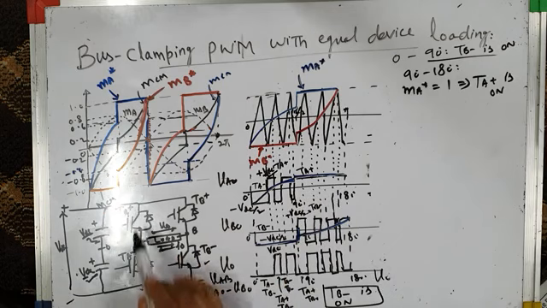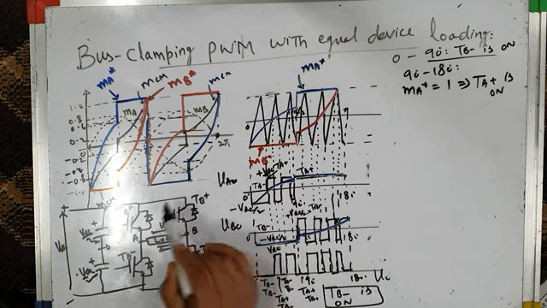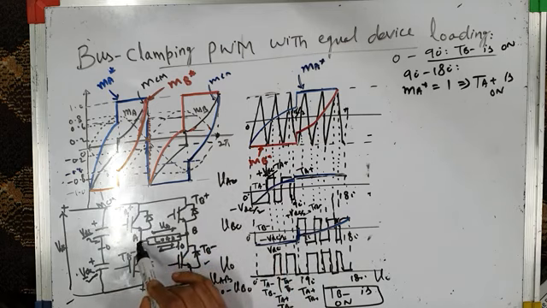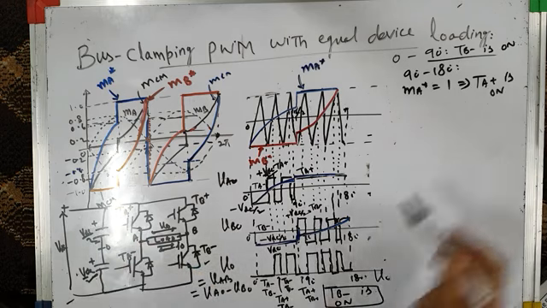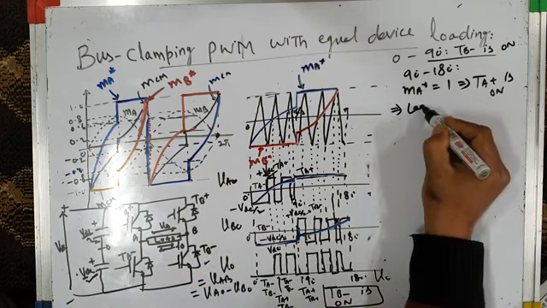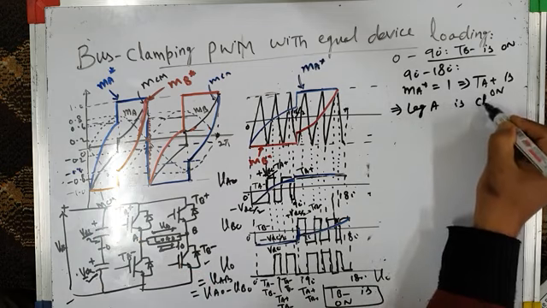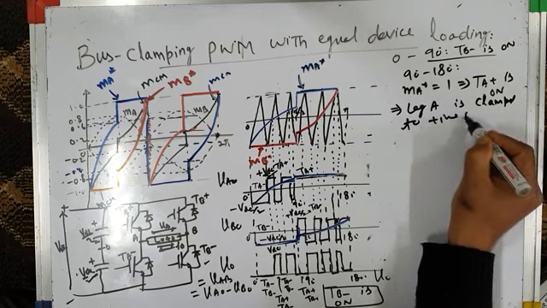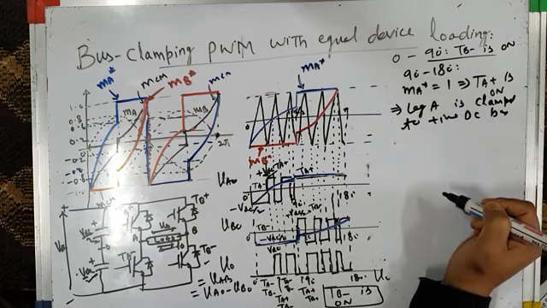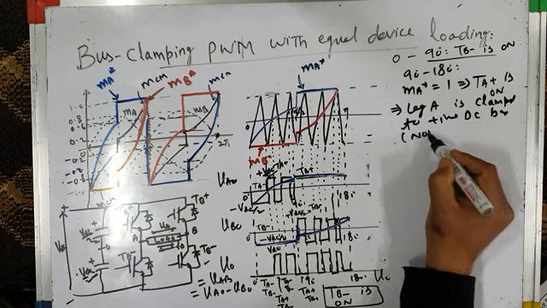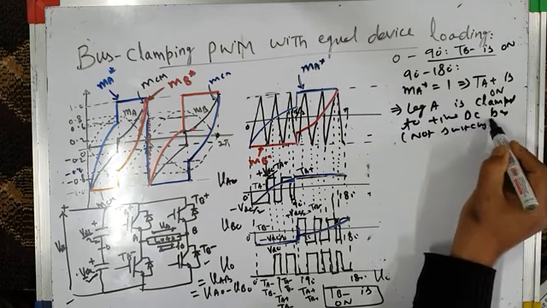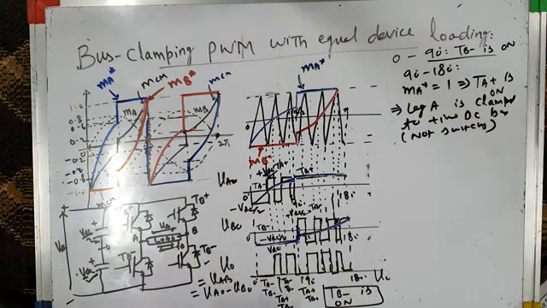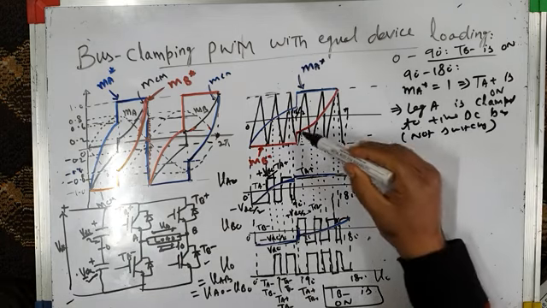That means leg A is not switching. TA plus from 90 to 180 degrees is continuously on, which makes VAO equal to plus VDC by 2. That means leg A is clamped to positive DC bus. So it's not switching. Leg A is not switching at all. The top switch of leg A is continuously on. It's not switching. Whereas you can see leg B is switching.